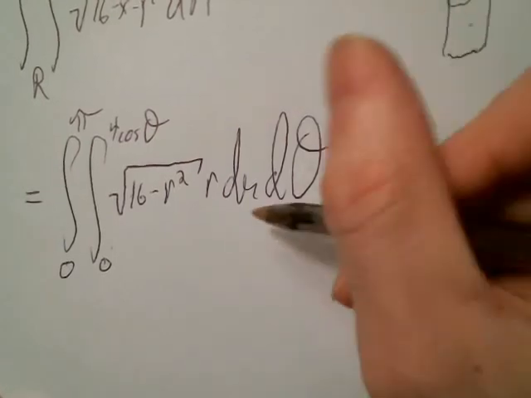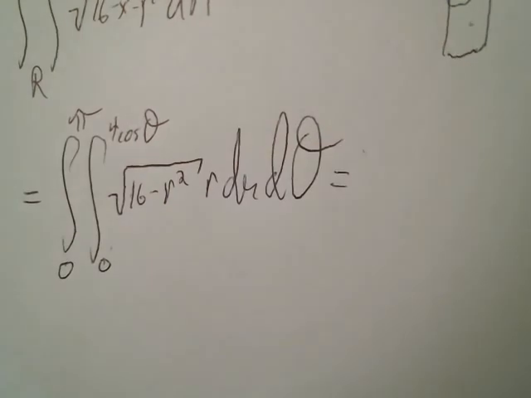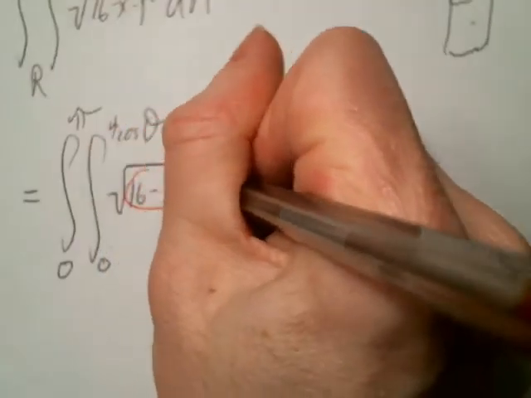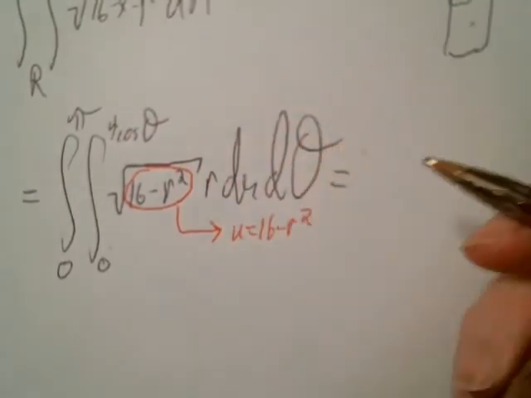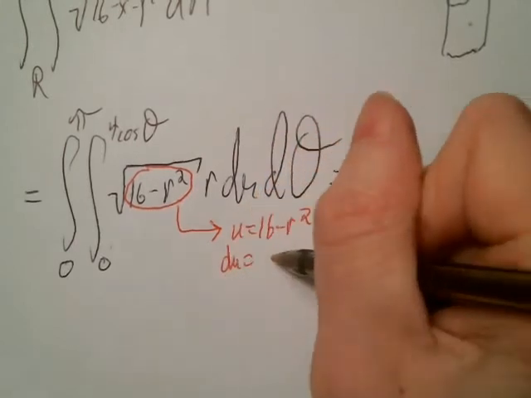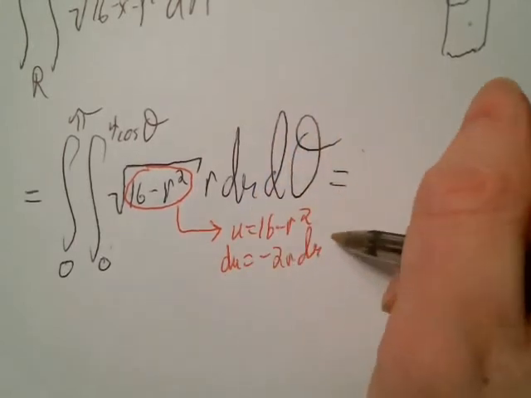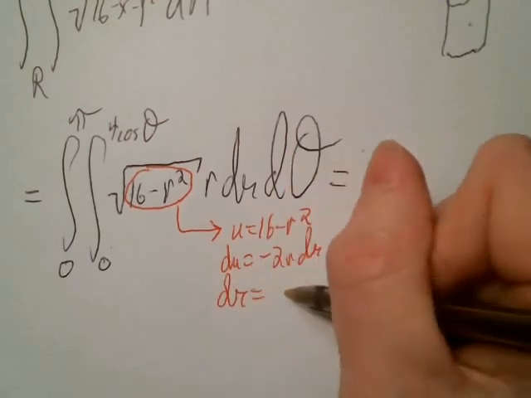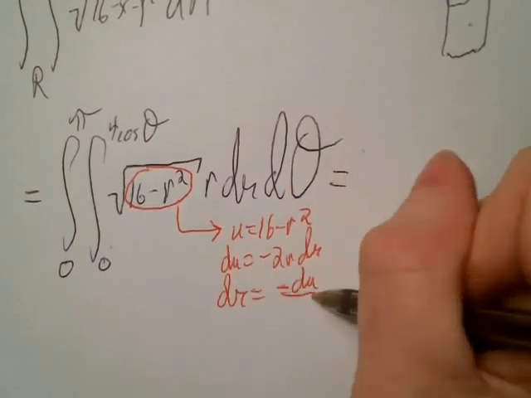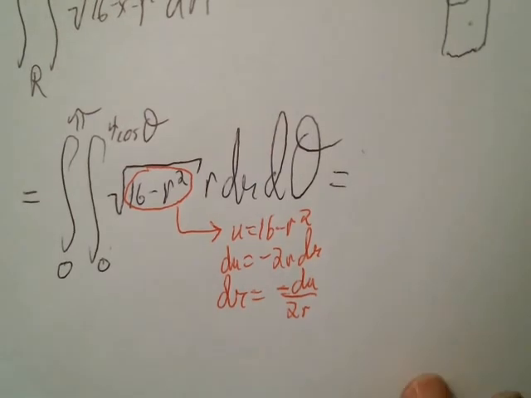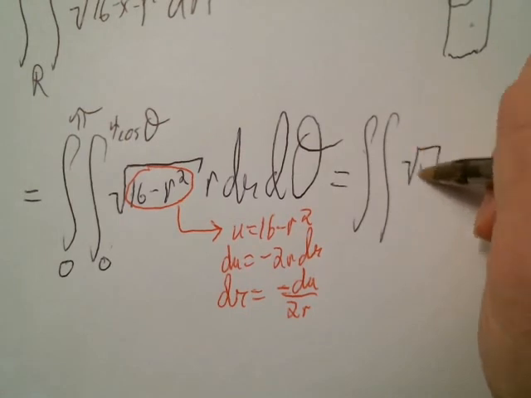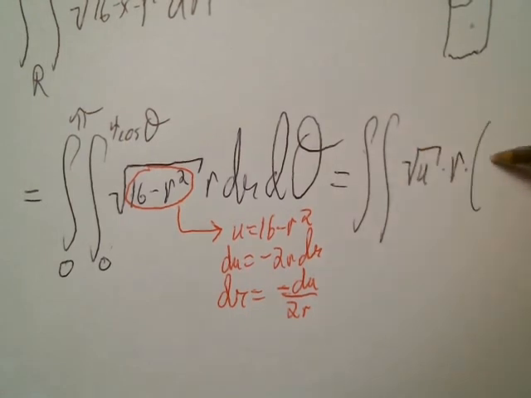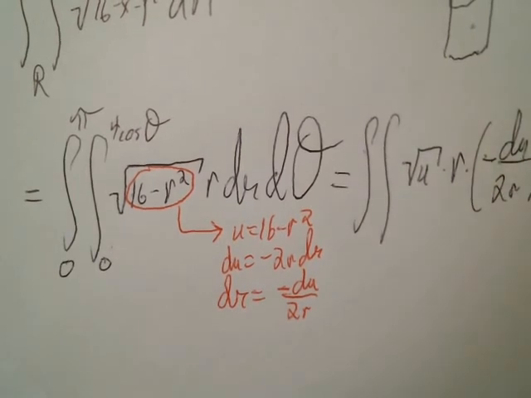So let me at least do one complicated integral for you. Right now, we need a u sub to pull this off. So u equals 16 minus r squared, and du is negative 2r dr. So we can replace dr with negative du over 2r. Okay, so I'll end up with the double integral of the square root of u times r times dr, which is now negative du over 2r, times d theta.